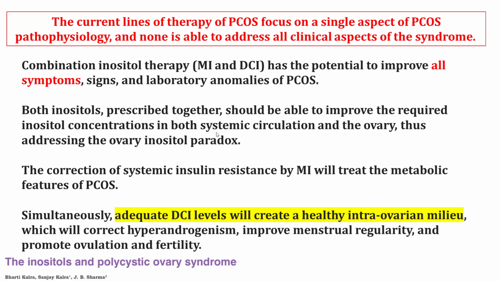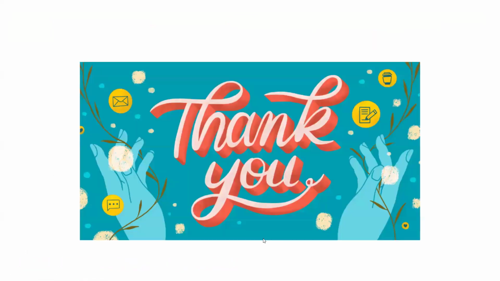If both Inositols are given together, 40 to 1 should be able to improve the required concentrations in both systemic circulation and ovary, thus addressing the ovarian Inositol paradox. The correction of the systemic Inositol resistance by Mayo will treat the metabolic features of PCOS, and simultaneously adequate Decairo will help creation of a healthy intra-ovarian milieu, which will correct hyperandrogenism, improve menstrual irregularities, and promote ovulation and fertility.